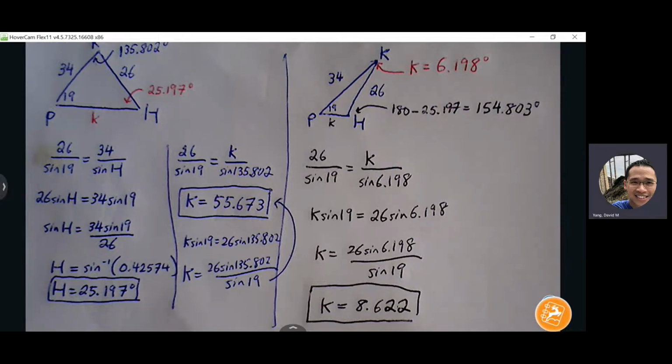So this is the hardest problem, because basically it's two problems in one, and you have to gather that information about the second triangle from the first triangle. Why did you subtract 19? Say again? Why didn't you subtract the angle P? How did you get 6.1? Oh, so I have 19 and I have that 154.803. If I take these two angles and subtract from 180, I get the last missing angle, which is 6.1.